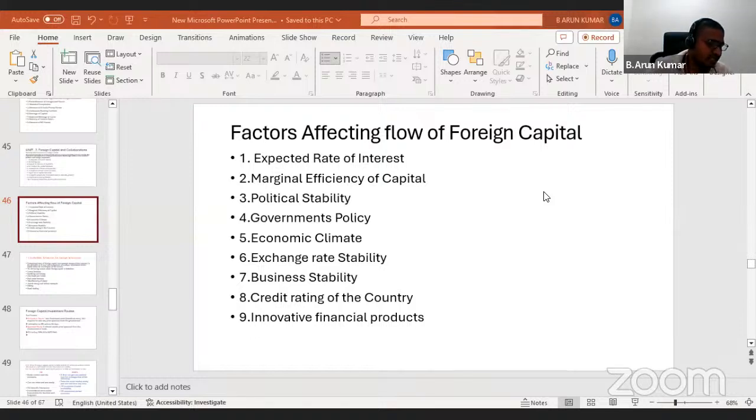Stable business conditions indicate less risk and attract more foreign investments. Long-term investments look for stability and growth. So because of long-term investments, they stay.